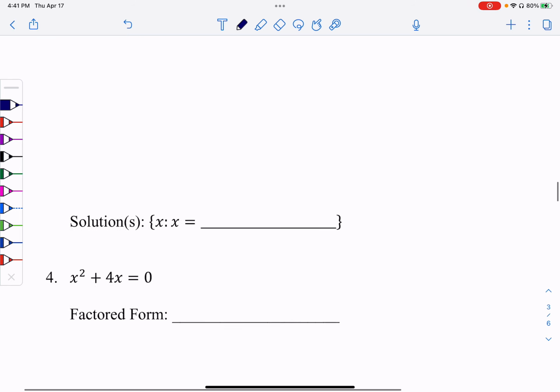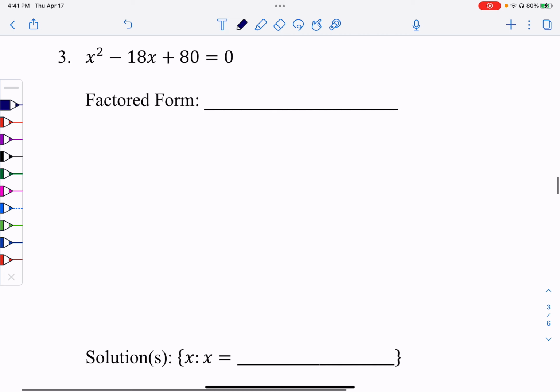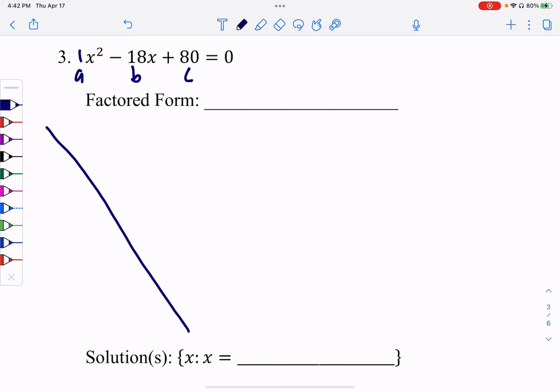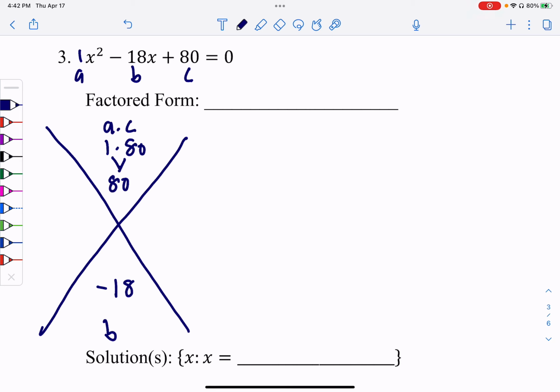Okay, let's do a couple more. Number 3. Again, A, B, C. Your x factor, AC on top, B on the bottom. So our A is 1 times our C is 80. So that's 80. B on the bottom, negative 18. So two numbers multiply to 80, add to negative 18, and they're going to be negative 8, negative 10. So they multiply to a positive 80, add to a negative 18.